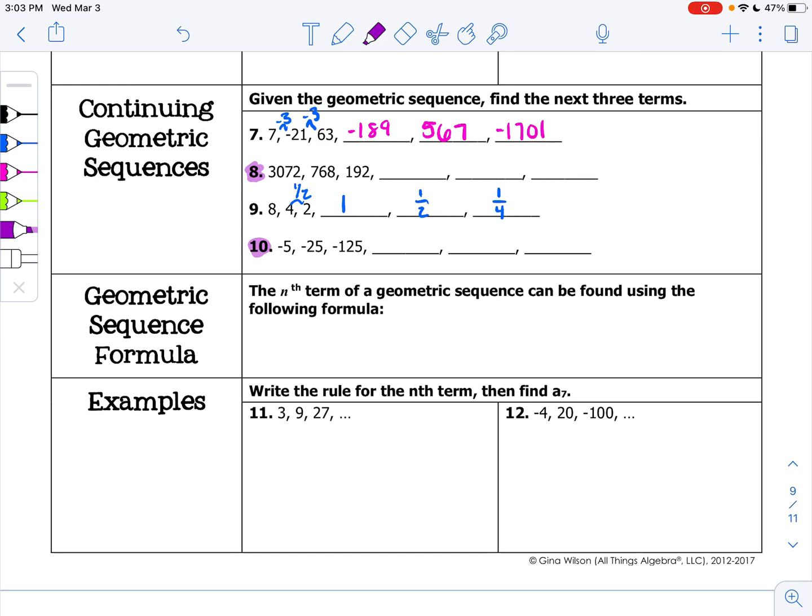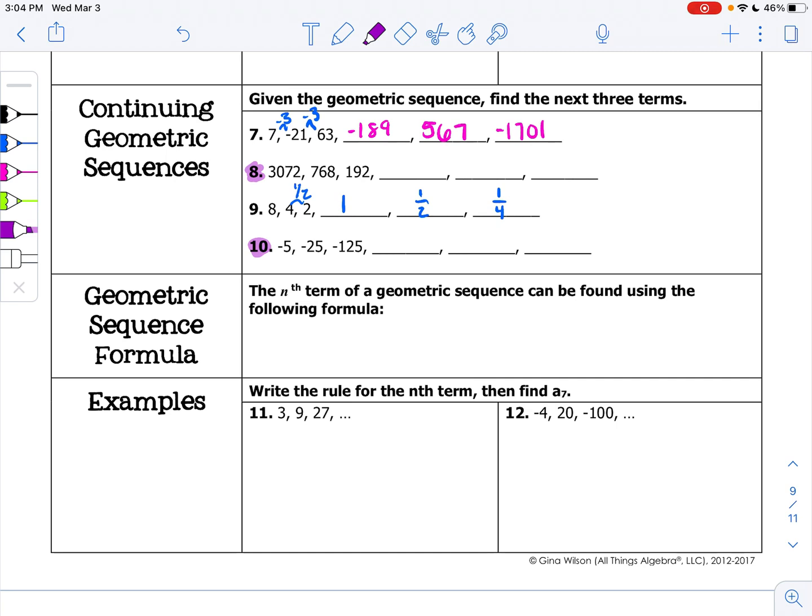Now, not all geometric sequences are so small. Sometimes when you have a geometric sequence, you want to find a number that's not within the next 3. You might want to find the number in the sequence that is way down the line. And you don't want to take the time multiplying that ratio over and over to find that. And when you have a situation like this, there's a formula that you can use.